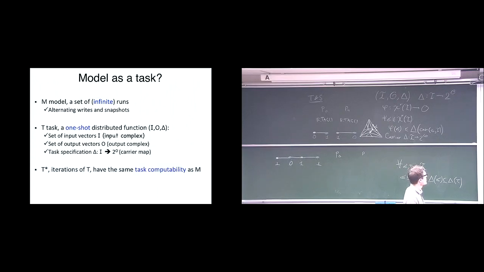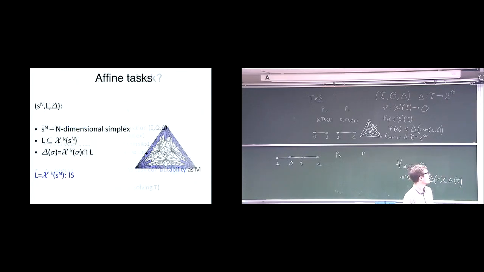So what is important here is that the iteration of some given task, in our case immediate snapshot, T star, it's just iterations, it's just a model. The iteration of this task has the same power in terms of solving tasks as the additional model M. Solving a task in M is equivalent to solving T. If you can solve T, you can solve any task which is solvable in M.